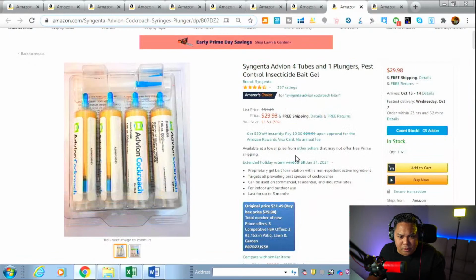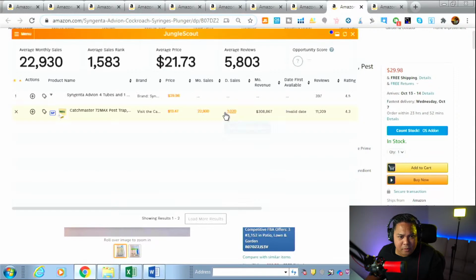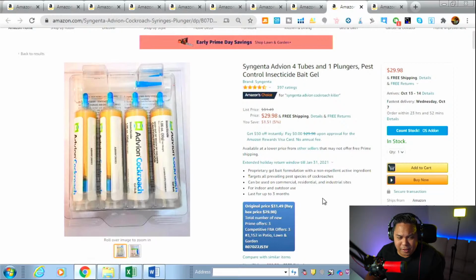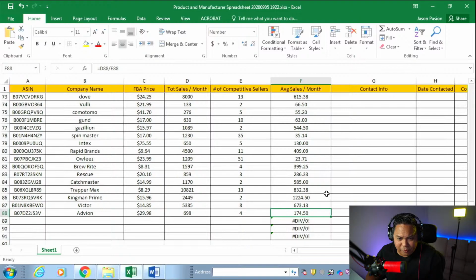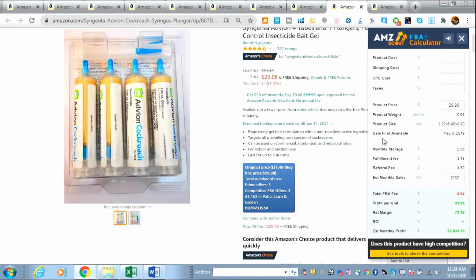This is Advion. Price is $29.98. Sales velocity is $6.98. That doesn't sound right. Well, that could be right. Rank 3,000, $6.98. Competitive sellers, we have three, so we're four. So let's crunch some numbers. Okay, I'm looking at the bottom right hand corner of this calculator here. So we're trying to keep this ROI at 30%, which is the minimum that we're willing to do, right?